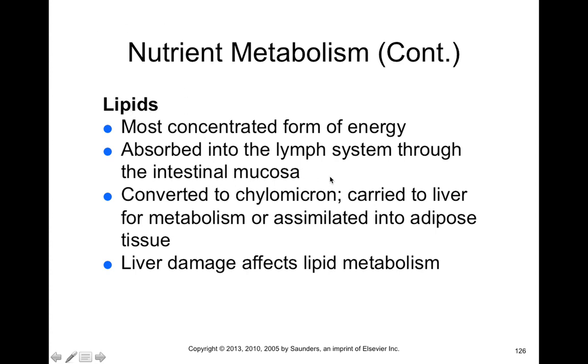And so lipids are first absorbed in lymph through chyle, and that's fatty lymph. And it's converted to chylomicrons, which are carried to your liver for metabolism and assimilation in adipose tissue. Remember, your liver converts chylomicrons into HDLs and LDLs. Which one was the good fat? HDL, exactly. And then the one that's associated with cardiovascular disease, LDLs. Now, liver damage can affect lipid metabolism. So, individuals that have a lot of liver damage might have higher levels of chylomicrons and LDLs instead of the good type of fat. So that could put them at higher risk for cardiovascular disease.